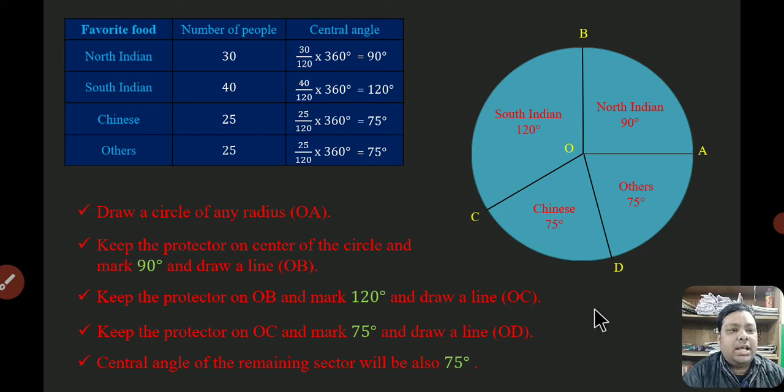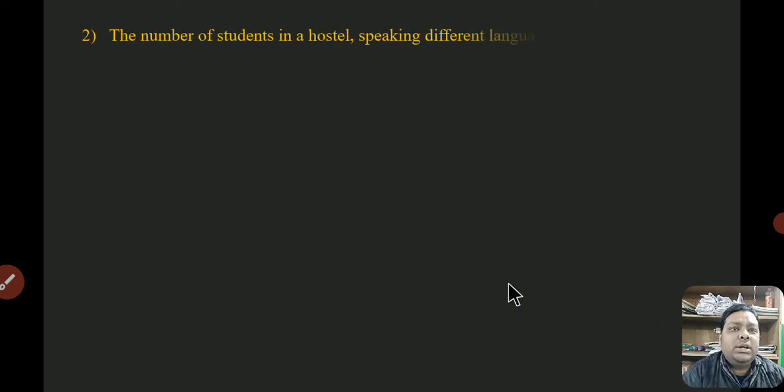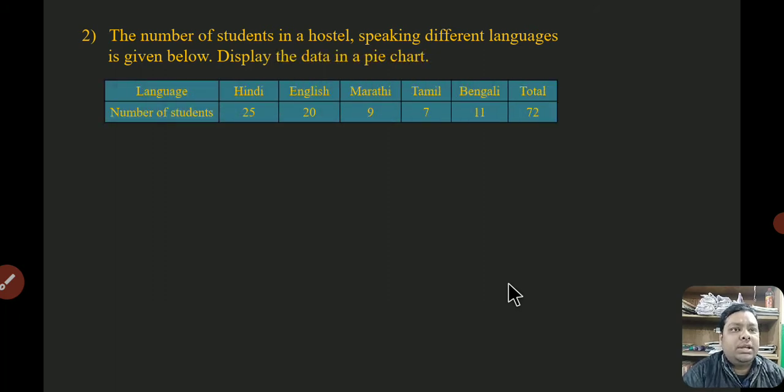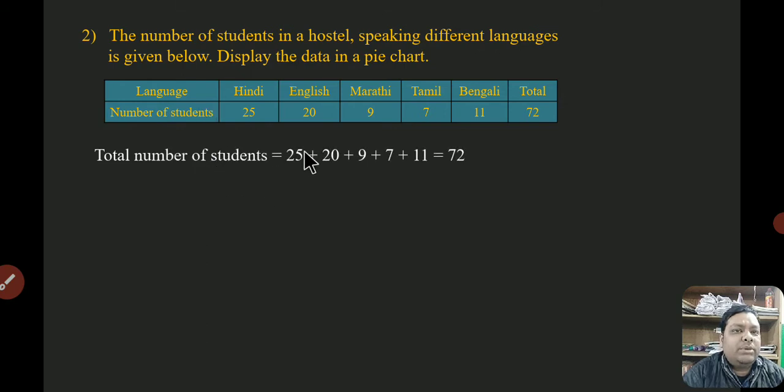Now students, let's see another question. Now the number of students in a hostel speaking different languages is given below. Now we have to display the data in a pie chart. This is the table. Languages: Hindi, English, Marathi, Tamil, Bengali and the number of students already given. Okay. Now again we will find the total number of students. It is already given. So we can say 72 students.